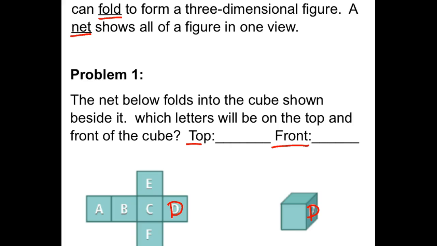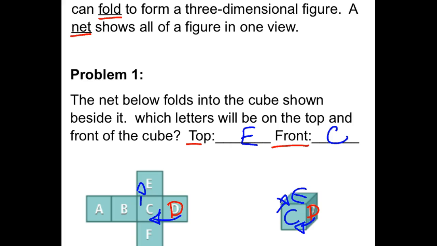I would start with trying to find the front. The reason being, that is going to be what's right next to the D on the net. If you look at the net, right next to the D, and the long part of the D, right behind it is the C, which means that when you fold it all up, the C is going to end up there as well. So what I'd like you to do now is pause the video and find out what the top is on your own, and then check with my work.